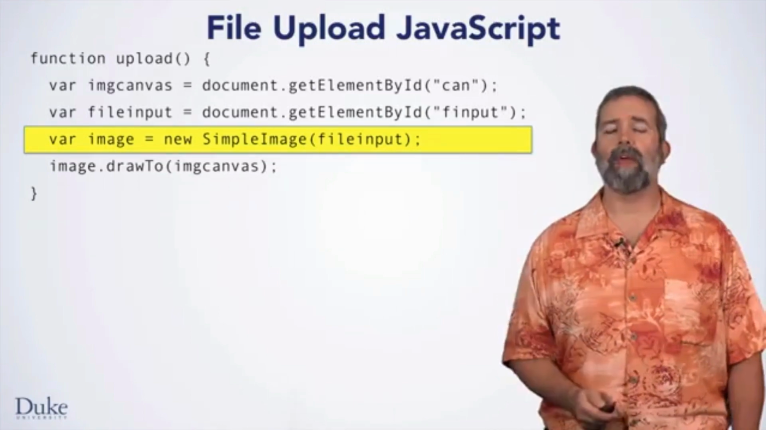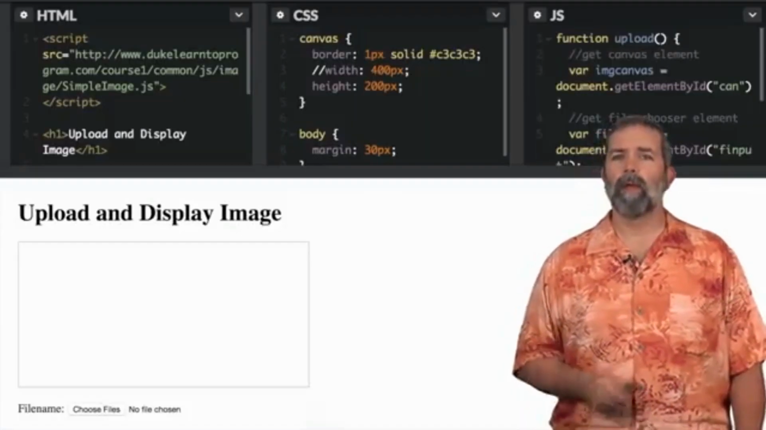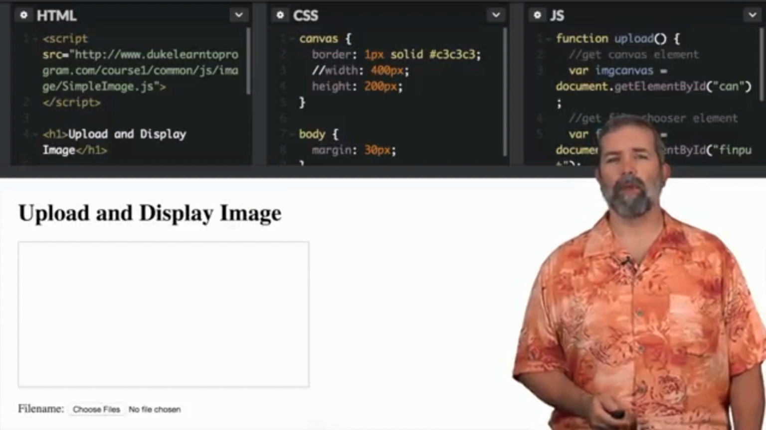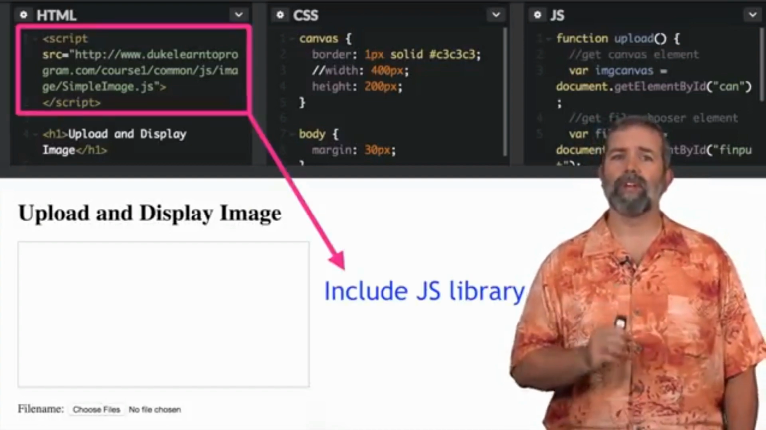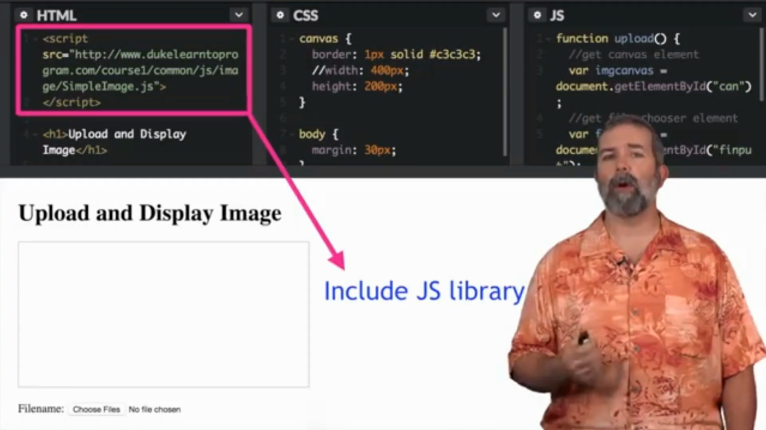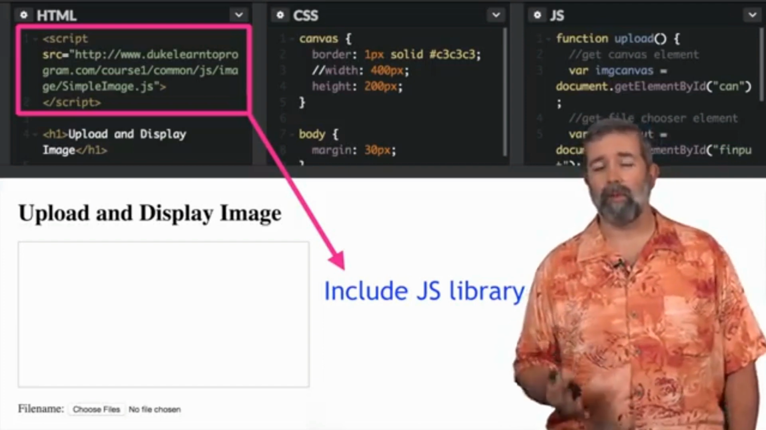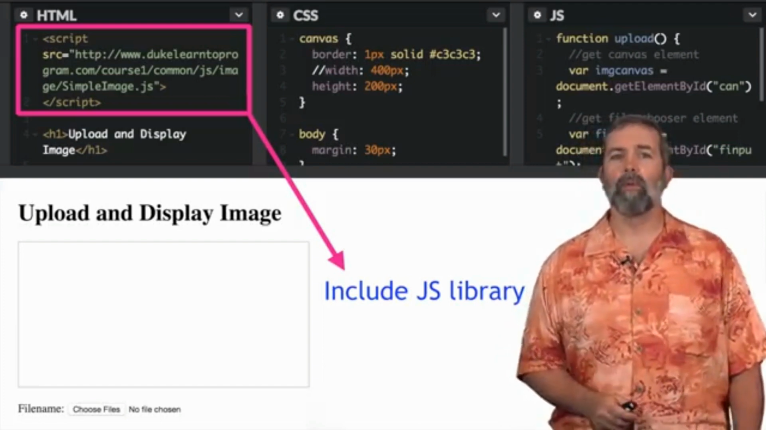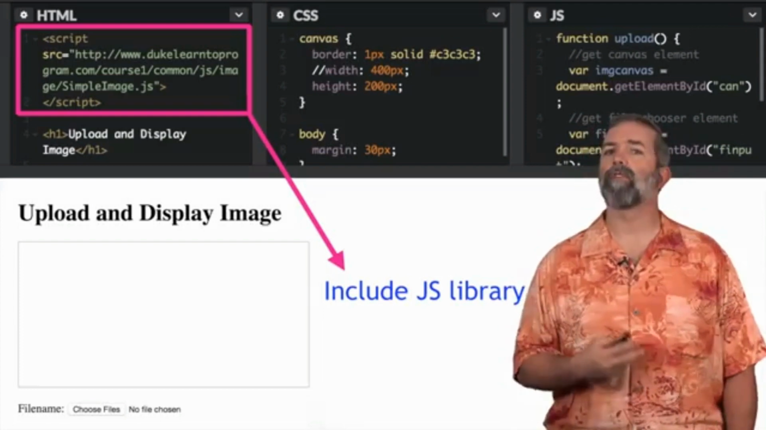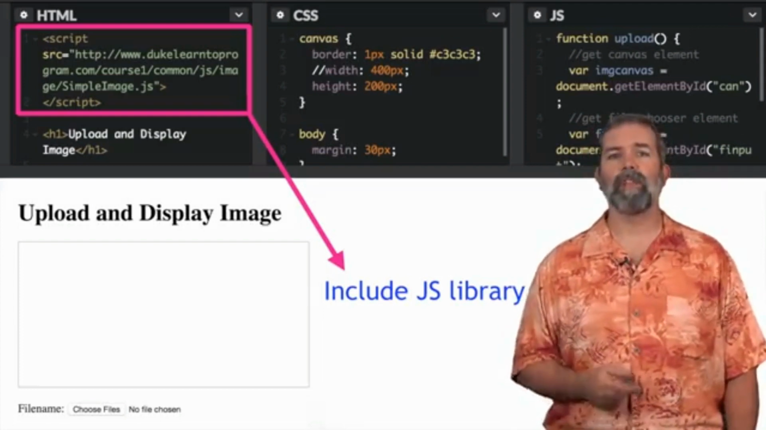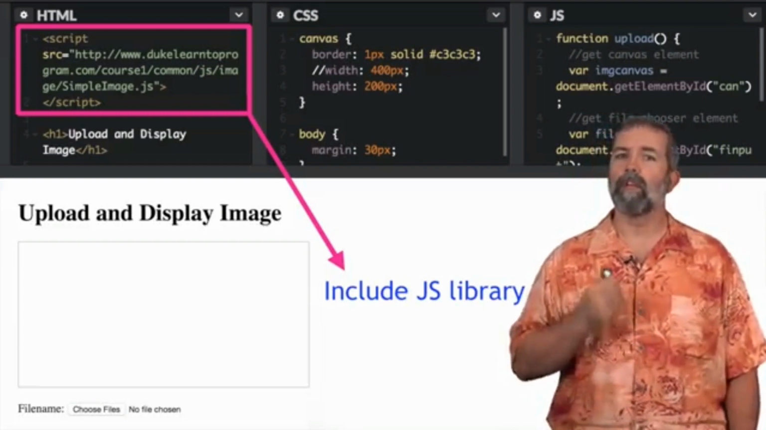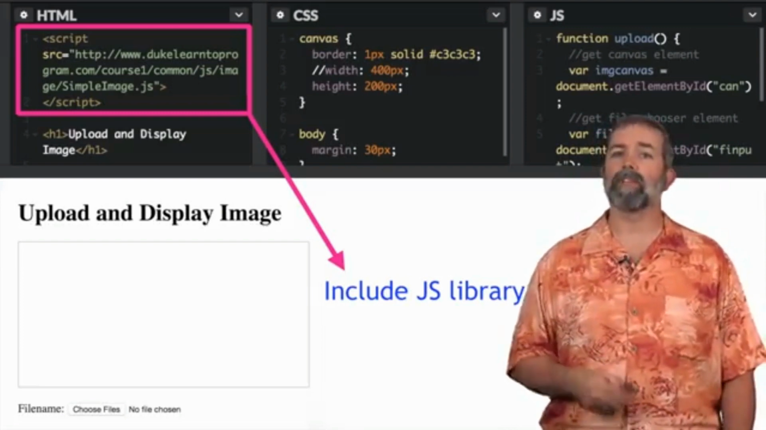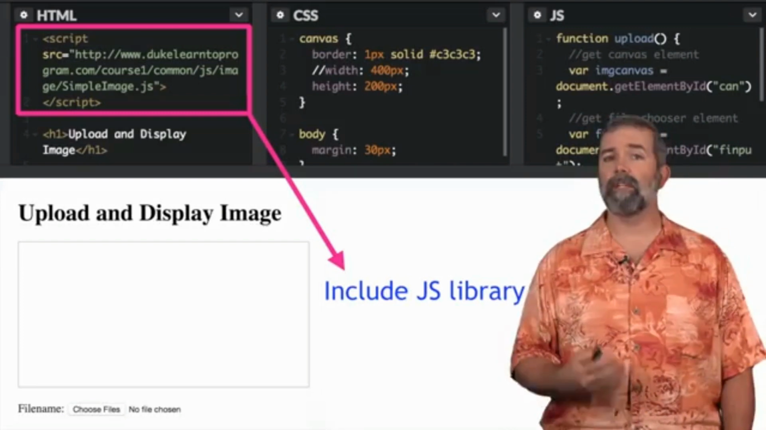Let's see where to do that in CodePen. In your editing view for the CodePen page, the source for JavaScript goes in the HTML panel, not the JavaScript panel, enclosed in open and closed script tags with the attribute src for source. You can see the last part of the URL is simpleimage.js because that is the library we want the page to be able to use.